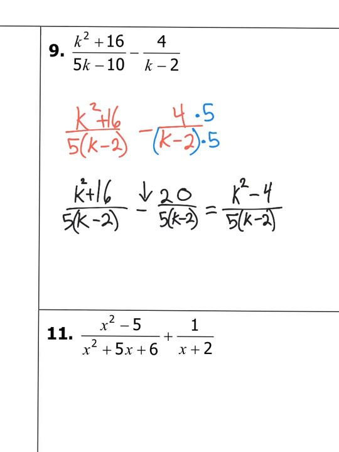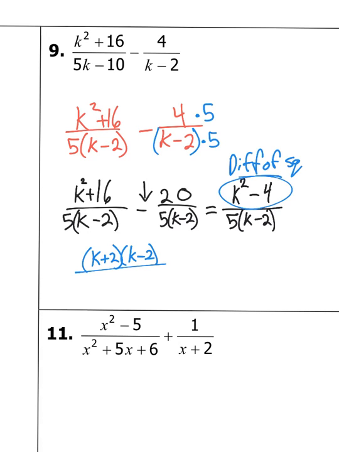Now there's a reason why I'm not distributing the 5 into the k minus 2: you're actually not done. This is not the answer. Because if we look up top, this is actually a difference of squares, because I have a square and there's subtraction going on in between. So I have to factor that into k plus 2, k minus 2. And now this k minus 2 on the bottom can cross out with the k minus 2 up top, and I'm left with k plus 2 over 5.